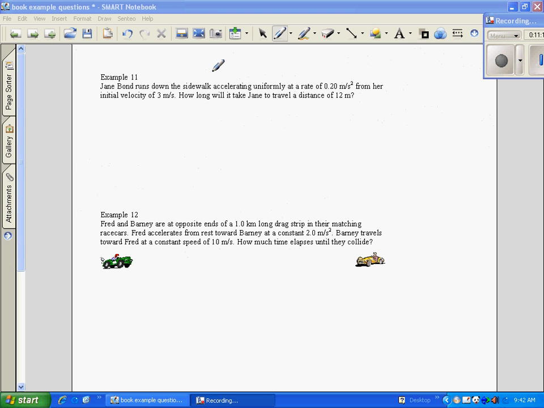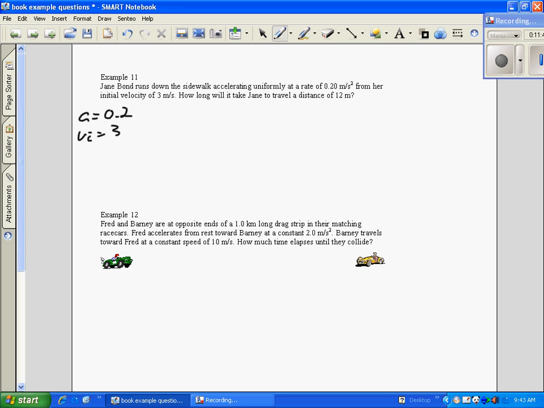So, Jane Bond runs down the sidewalk, accelerating uniformly at a rate of 0.2 meters per second squared from her initial velocity of 3 meters per second. How long will it take Jane to travel a distance of 12 meters? So now I'm solving for time. Let's see what we've got. We've got an acceleration of 0.2, an initial velocity of 3, and a displacement of 12.